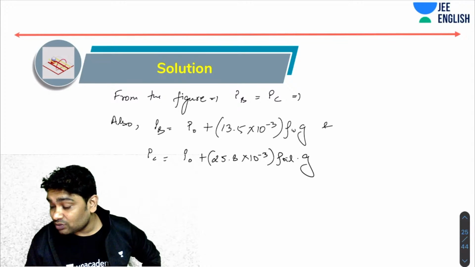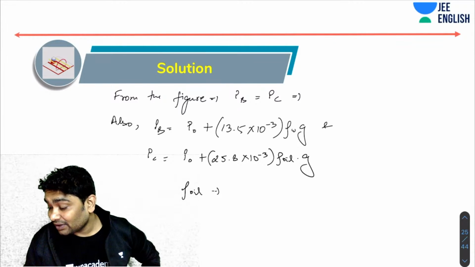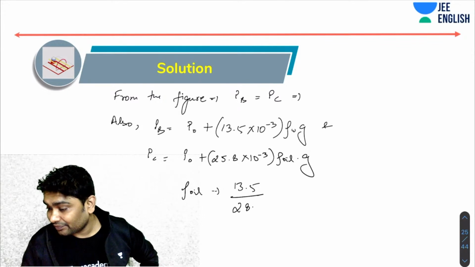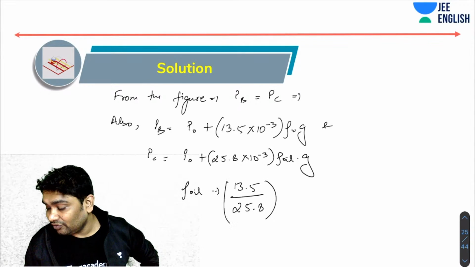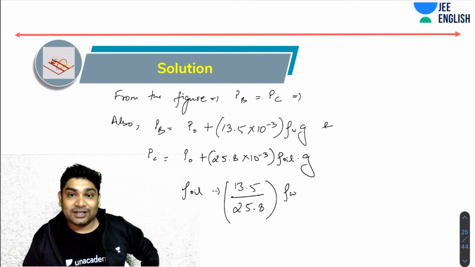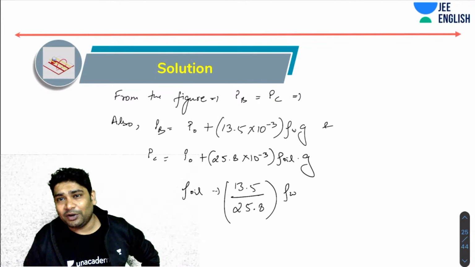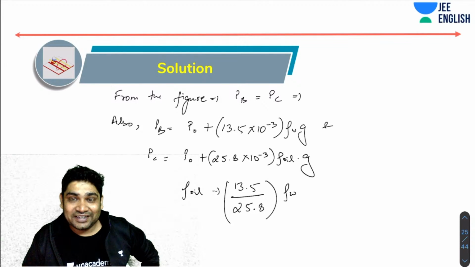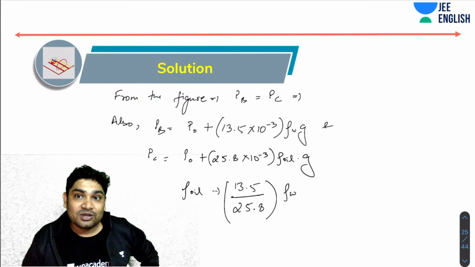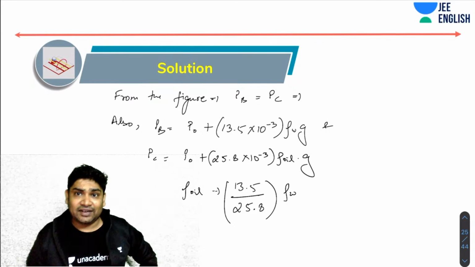And when I equate these two, what I get is rho of oil is equal to 13.5 over 25.8 times rho of water. So that is going to be your answer. Rho of water we already know in SI units is 1000 kg per meter cube. Okay, so this is going to be my answer. I hope everybody is fine with this.